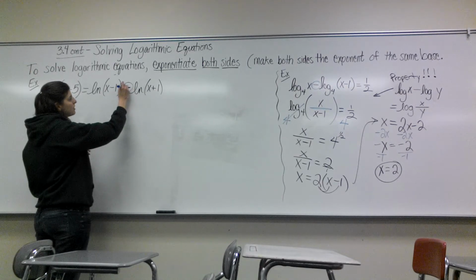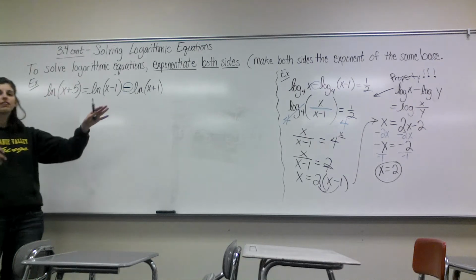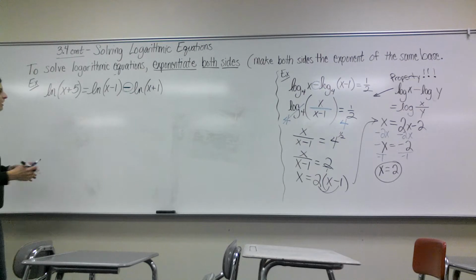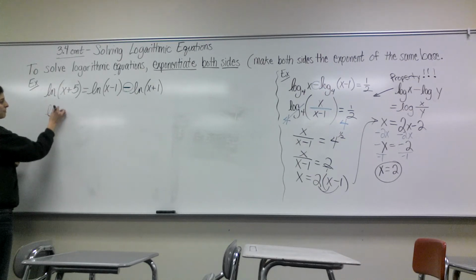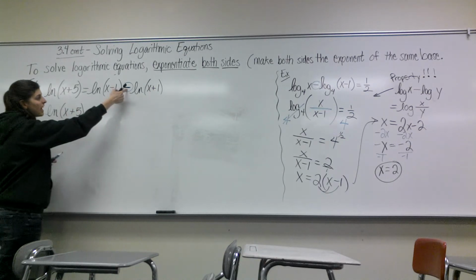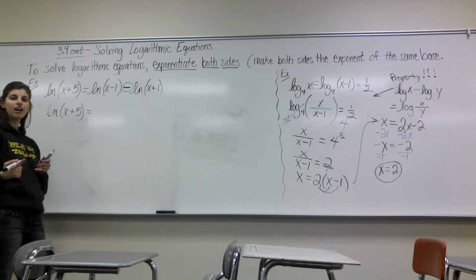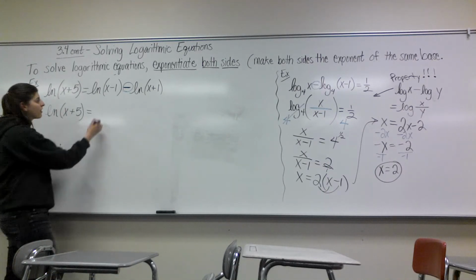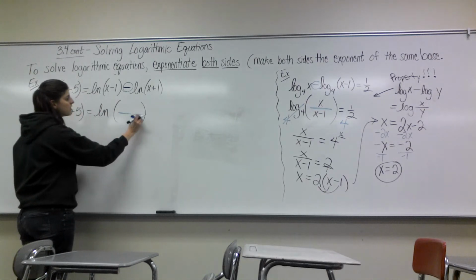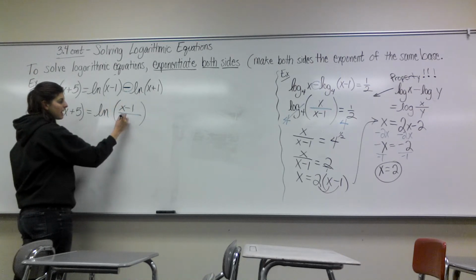Okay, so we're still going to use that same property of logarithms right now. I'll put the properties up here in a second so that you have them in case you've forgotten them in 2 days, or still haven't memorized them. Natural log of x plus 5 equals, again, subtraction of 2 logarithms turns into division of something inside of a logarithm. So natural log of, there's my division, the first thing, x minus 1 over the second thing, x plus 1.